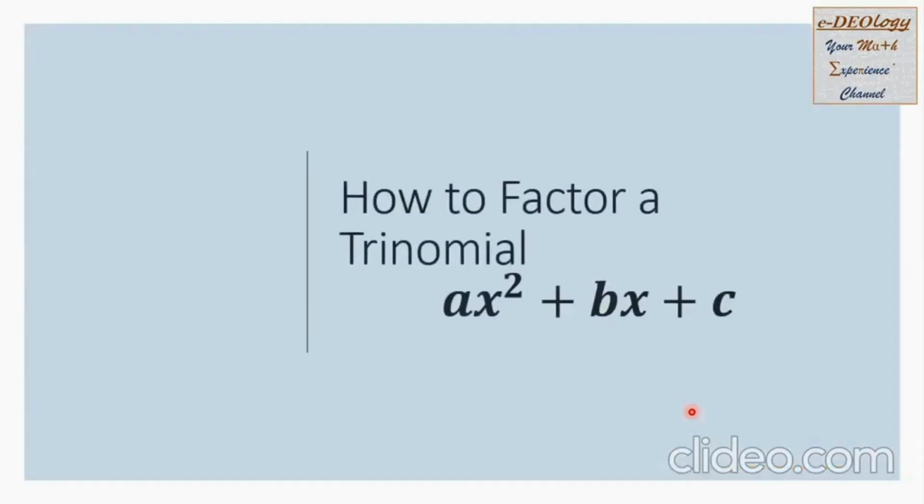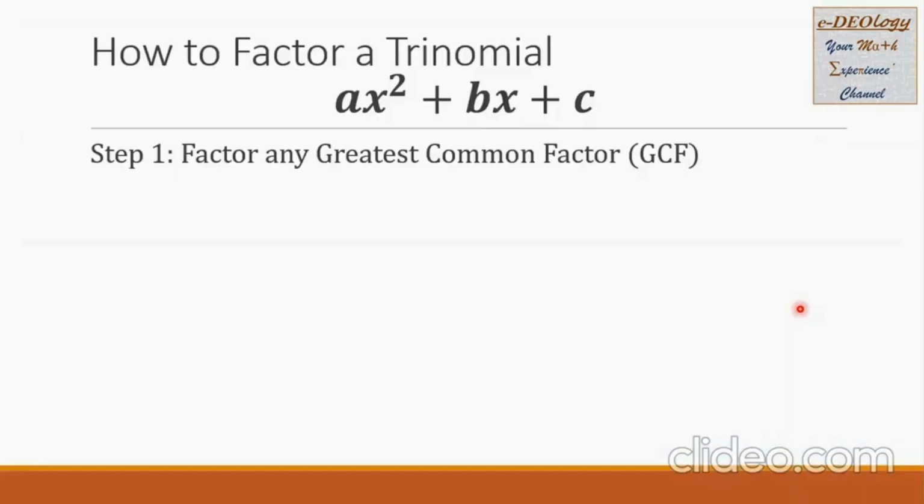How do we factor a trinomial of this form? We are going to follow some steps. Step 1 is factor any greatest common factor, or GCF. Step 2, find the product AC. This AC means the a, the coefficient of x squared, and the c, the constant of the trinomial.